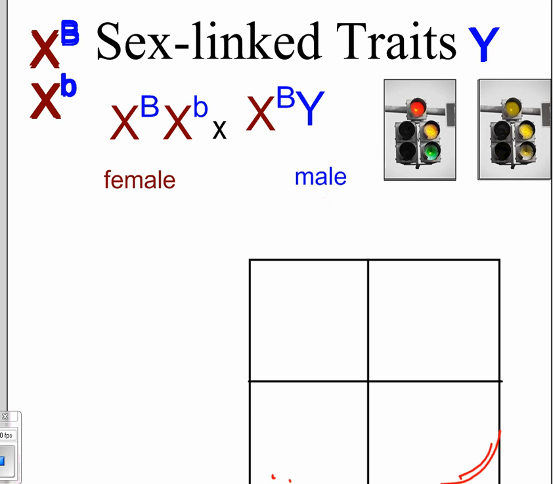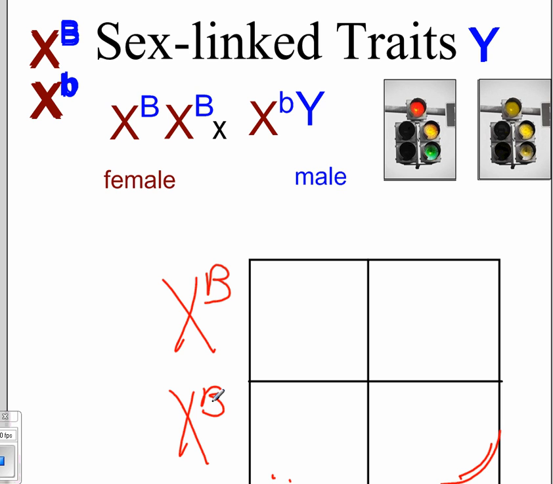Let's say this time that dad is colorblind, mom's not even a carrier. Dad's colorblind, mom's not a carrier. Here's mom. Here's dad. Do the cross and tell me, once you're done, what is the chance they're going to have a son that is colorblind and what is the chance they're going to have a daughter that is colorblind.